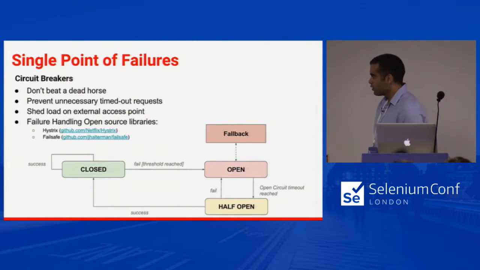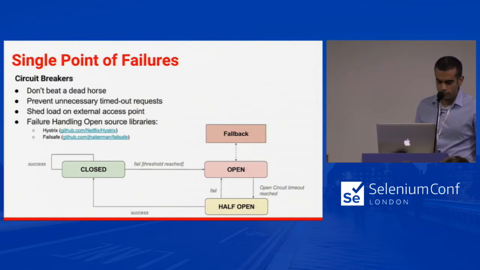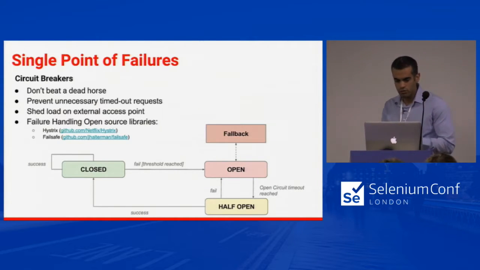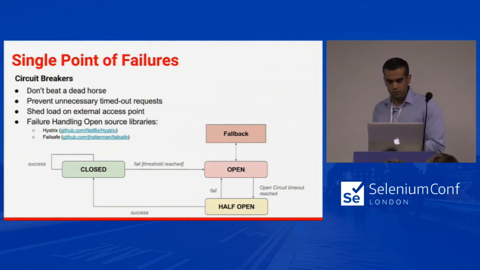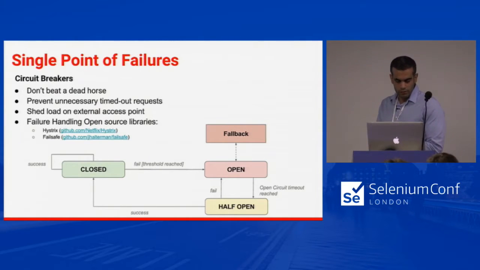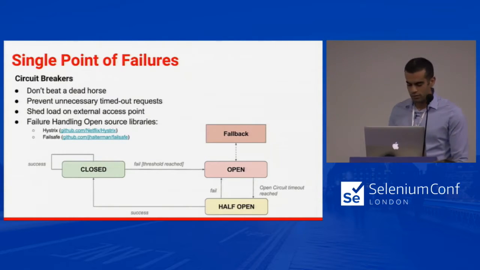And there are many open source libraries which we can use in our tests in order to safely wrap these external endpoints, so we don't have any failures in our tests, and provide fallbacks for them, and also apply the circuit breaker. For example, we have Hystrix by Netflix, and another Java library called Failsafe, which you can find links to in the slides.